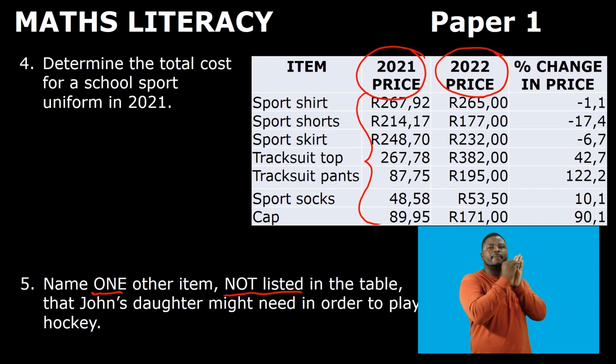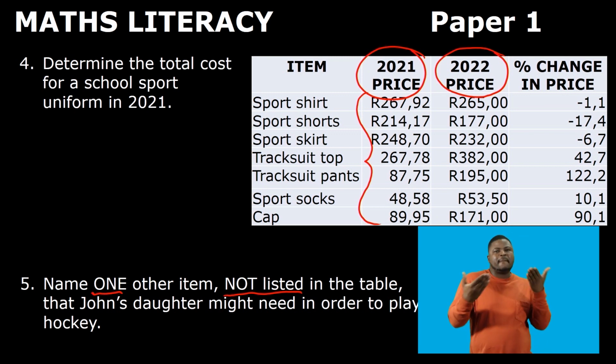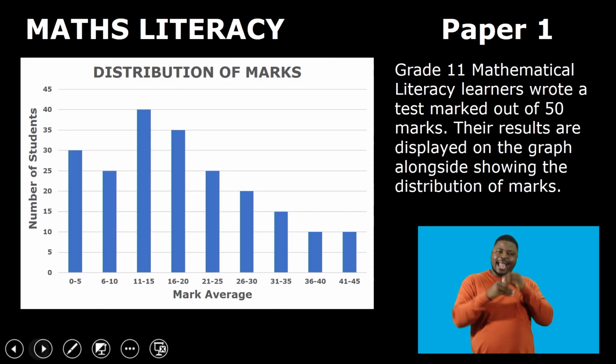One other item. This can be a hockey stick or a gum guard or a sports bag, anything that you can think of that she might need. But remember, only write one.